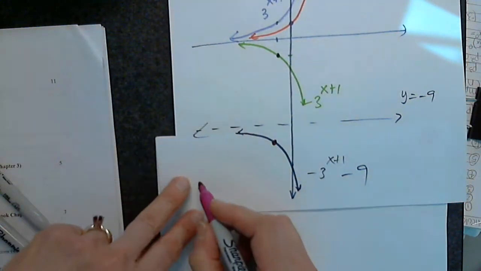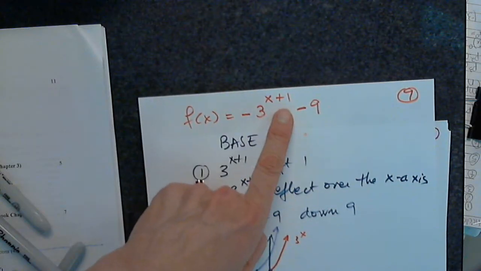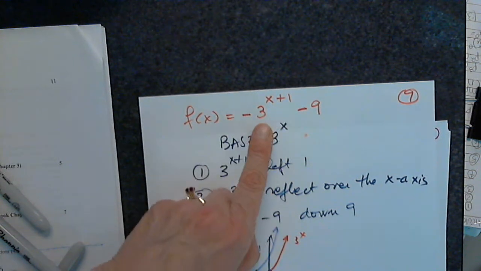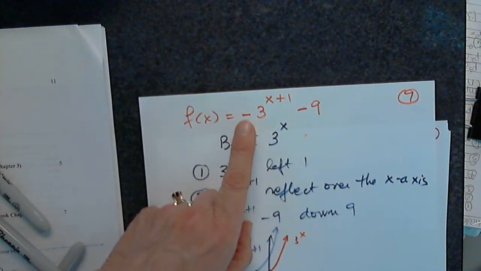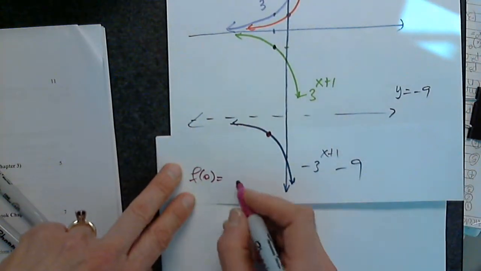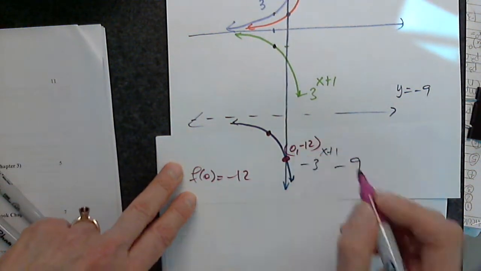Of course. So I have to determine f of 0. Let's do this together. How much is 0 plus 1? How much is 3 raised to 1? How much is 3 times negative 1? How much is negative 3 minus 9? So this point is 0 comma negative 12.